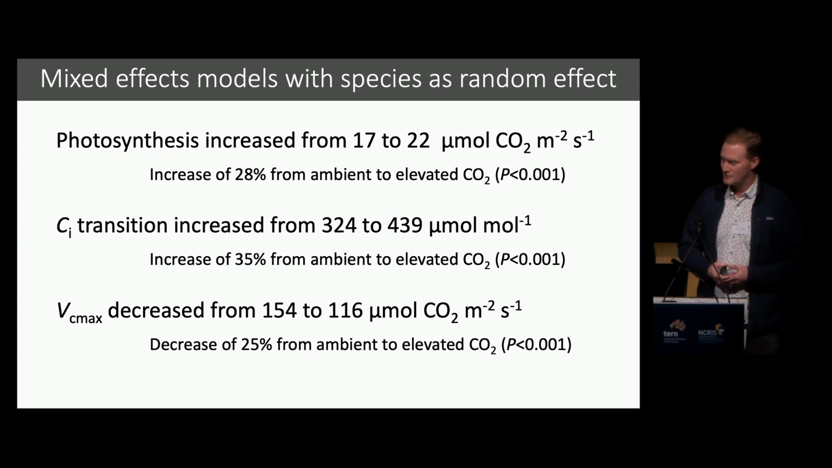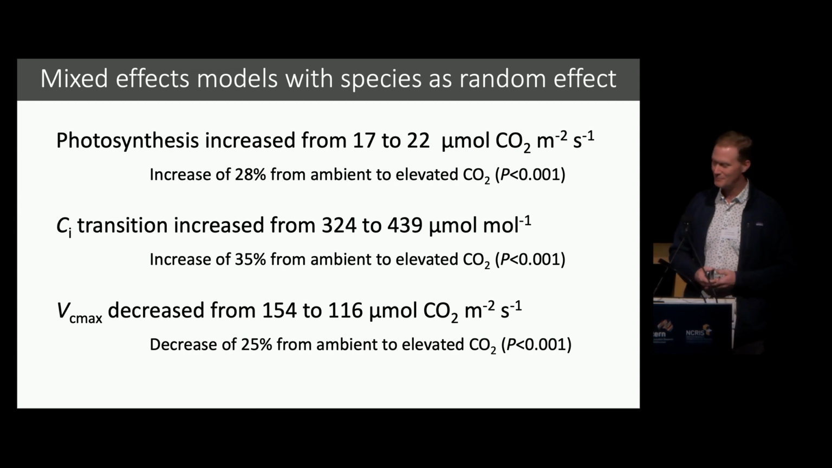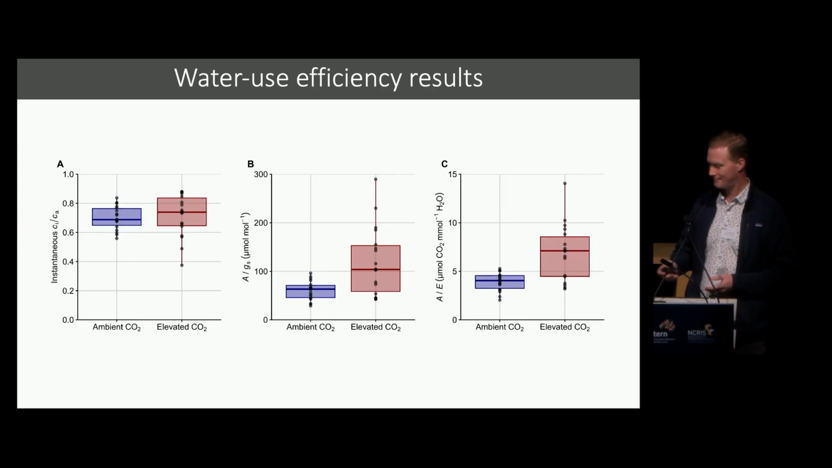So those results: photosynthesis increased from 17 to 22 micromole of CO2 per square meter per second, an increase of 28%. For a doubling of CO2, that's a much lesser increase than if there were no acclimation of Vcmax and Jmax. Ci transition increased. This is good evidence for our theoretical understanding of acclimation. And that acclimation took place through a change in Vcmax, so a 25% decrease in Vcmax.